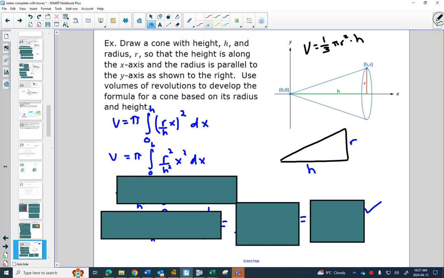This line right here is a straight line. It is a straight line with a slope of r over h and a y-intercept of zero. So I can write an equation for that black line as y equals r over h x plus zero. And that's my f of x.